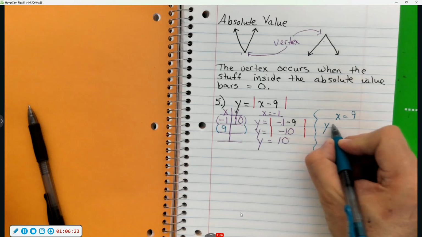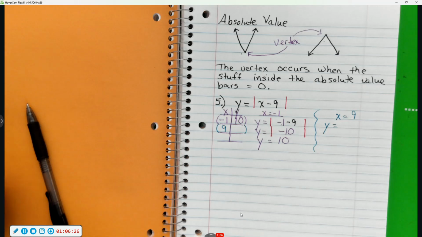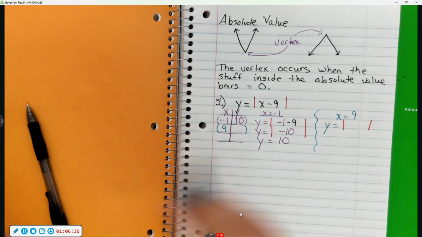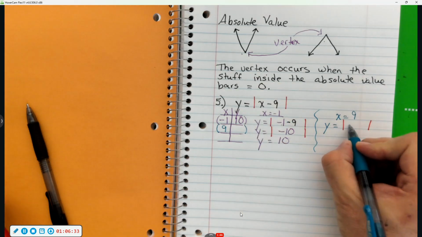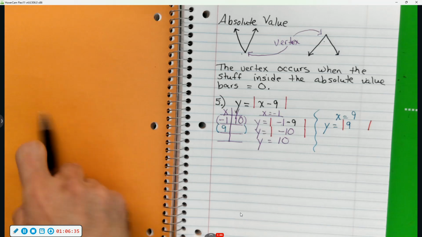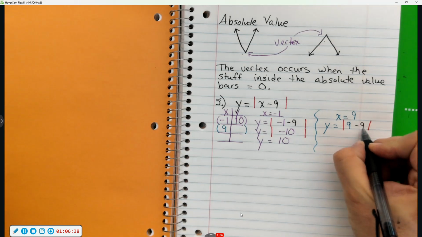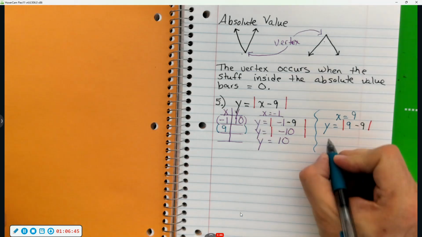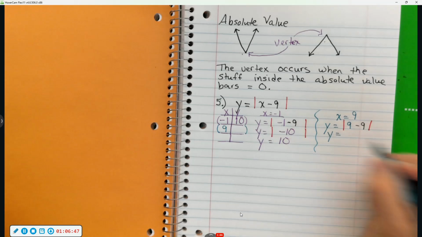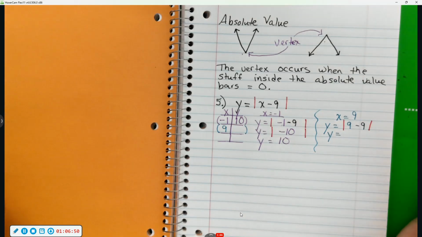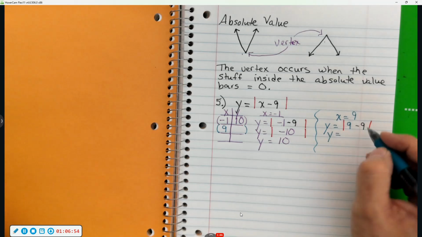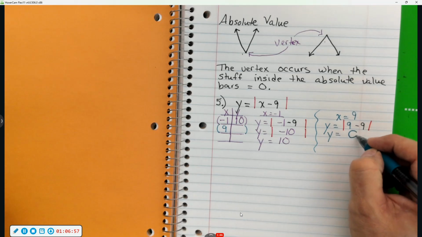A y equals absolute value of 9 minus 9. Oh gosh, that's not 19 minus 91. Okay, trying to make it where it's clear that it's not. What do we have inside those absolute value bars? 0? That's right, 9 minus 9. And the absolute value of 0 is 0.